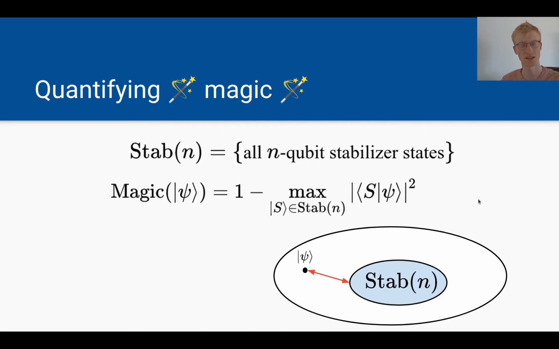One thing we would then like to do is quantify magic. So in this talk, I'm going to be focusing on a very simple way of quantifying magic, which has a nice geometric picture associated to it. In particular, let Stab_n denote the set of all n-qubit stabilizer states. Then I'm going to define the magic of a quantum state psi just as the distance from the set. And here distance, because we're talking about pure states, is measured in terms of infidelity.